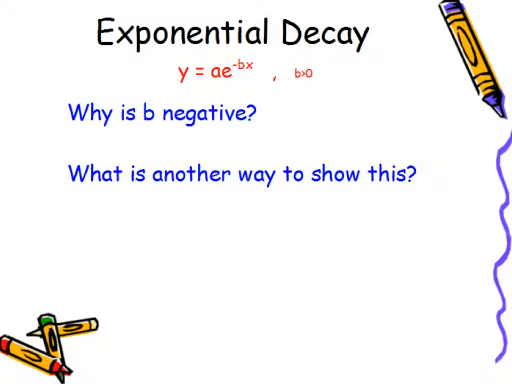All right, let's look at another exponential type of model, but this one's exponential decay. And the reason we know that it's decay is because we have a negative exponent. Remember that you can have, well, so why is b negative? b is negative because we have decay going on here. And you remember what another way to show that? How else might you see that it's a decay problem?